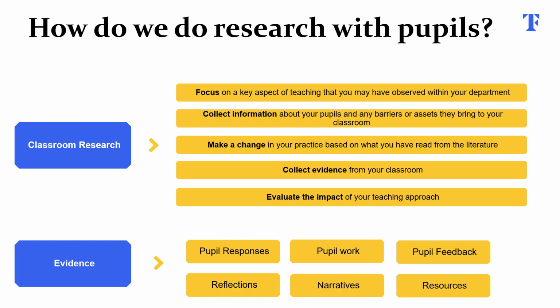A reflective journal you might want to keep. Narratives. So colleagues might observe you, and through that you can gain perceptions of the dynamics of a classroom. And your planning and resources. You can use these to show your thinking behind how you planned a particular learning episode and what you were hoping your learning outcomes would be.